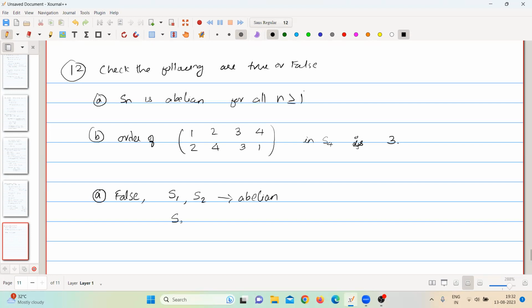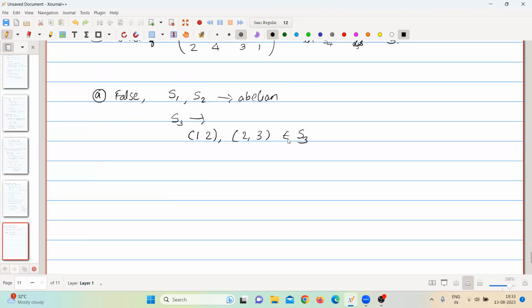So we will start with S3. S3 means the set of all permutations on a 3-element set. I'm taking two elements, (1 2) and (2 3), in S3. If it is abelian, then (1 2)(2 3) and (2 3)(1 2) will be equal.